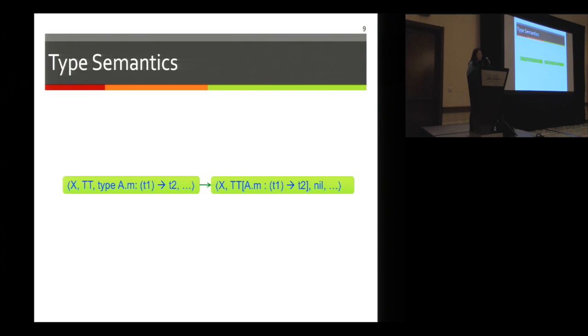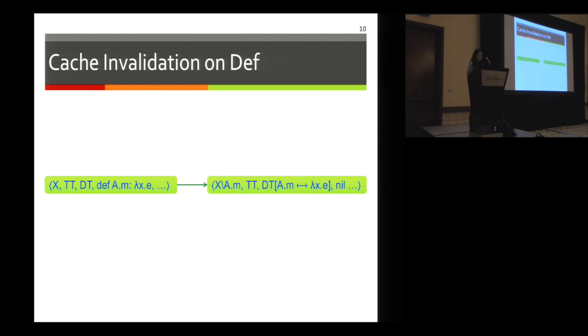Let's first look at how a type annotation would work in our system. On the left, we have X, the cache, TT, the type table, and then we have the type annotation. On the right, we have the same cache, but we got a new type table that has the type annotation added. Annotation evaluates to nil.